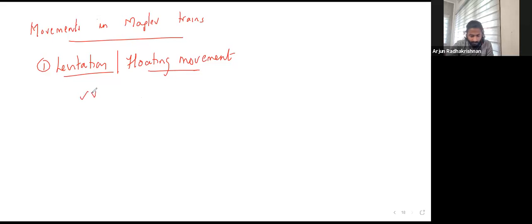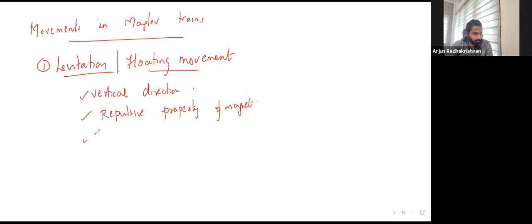Magnets are positioned in vertical direction, and it makes use of the repulsive property of magnets. It will make the material get floated.